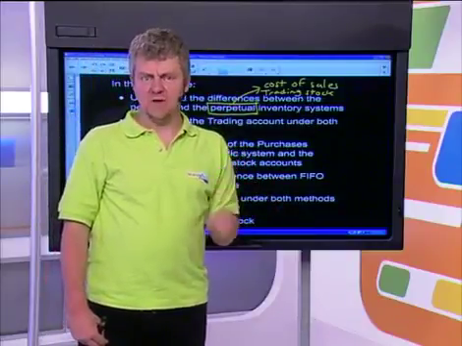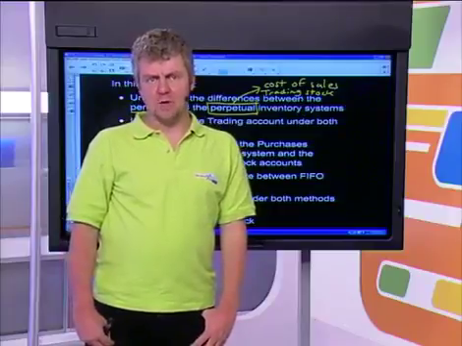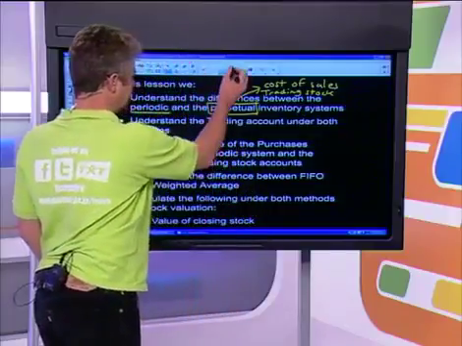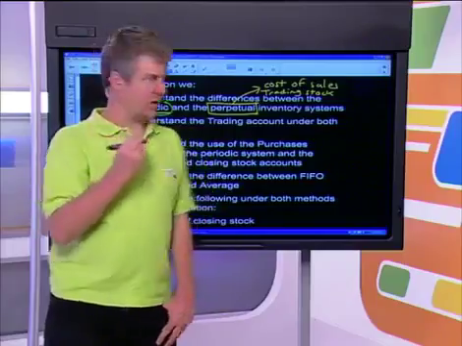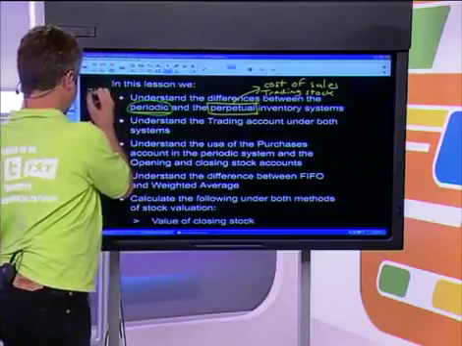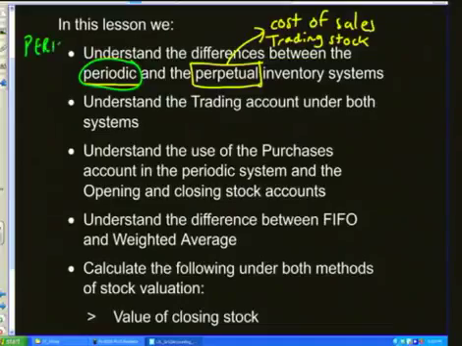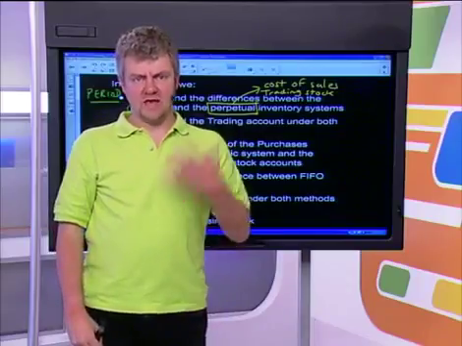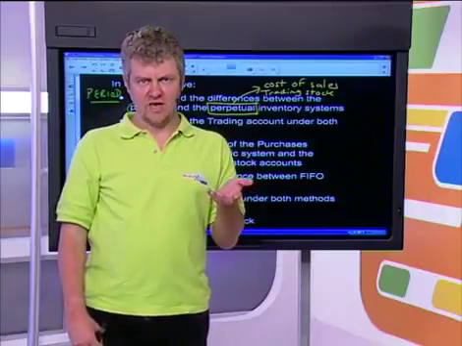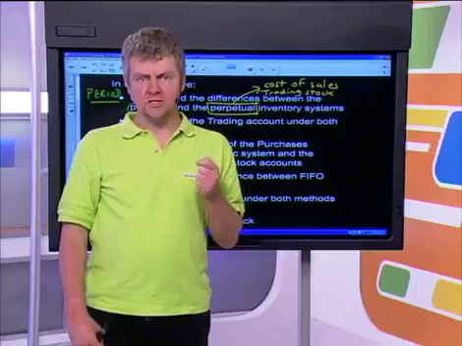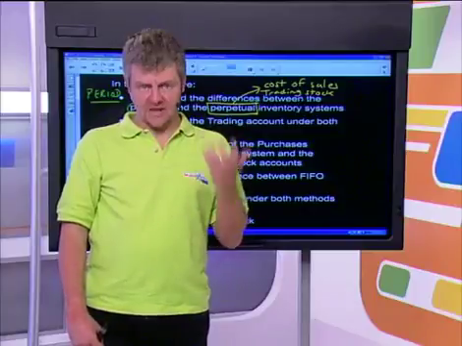But sometimes, every now and again, a question will crop up where the system that we use is actually the periodic system. And if you look at the periodic system, the word periodic contains the word period, P-E-R-I-O-D. What this means is that you only calculate your cost of sales at the end of the accounting period, or the period in which you calculate your gross profit for the year. So what that means is that we don't keep track of cost of sales on a daily basis.